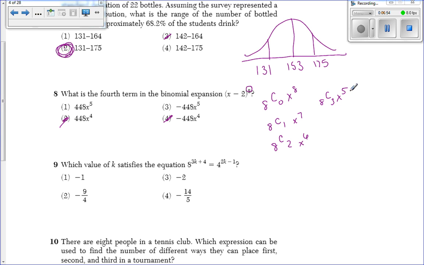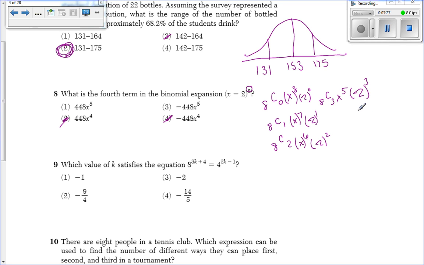And then I have negative 2 to the 0, negative 2 to the first, negative 2 to the second, and then negative 2 to the third. Now my exponents must add up to 8. So negative 2 to the third will give me a negative value, which is negative 8.